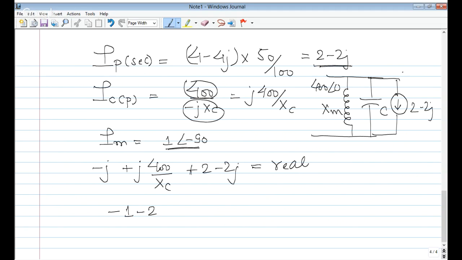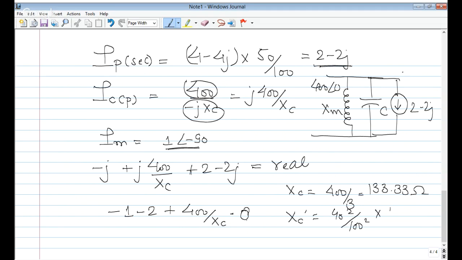What is the imaginary part? Minus 1 minus 2 plus 400 by xc. It should be 0, which means xc should be equal to 400 by 3, that is 133.33 ohm. Once I have xc, I will refer it to tertiary winding. So if you want to refer it to tertiary winding, 40 square by 100 square into 133.33. Okay. Once you get this value, capacitance will be equal to 1 by 2 pi f xc dash. That will be the required value of capacitance.